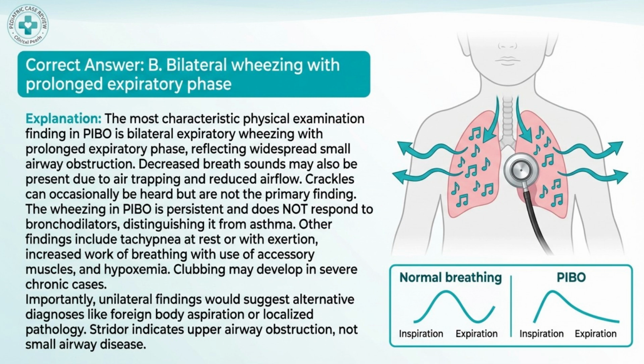As shown in the breathing pattern diagram, widespread small airway obstruction leads to prolonged expiration and persistent wheezing that does not respond to bronchodilator therapy. Decreased breath sounds, tachypnea, and an increased work of breathing are also common. Stridor or unilateral findings would suggest alternative diagnoses.